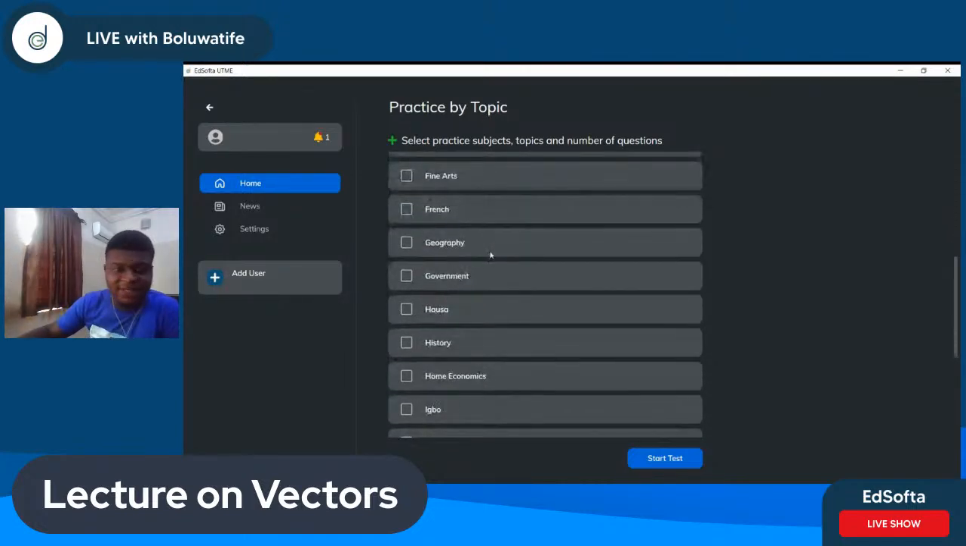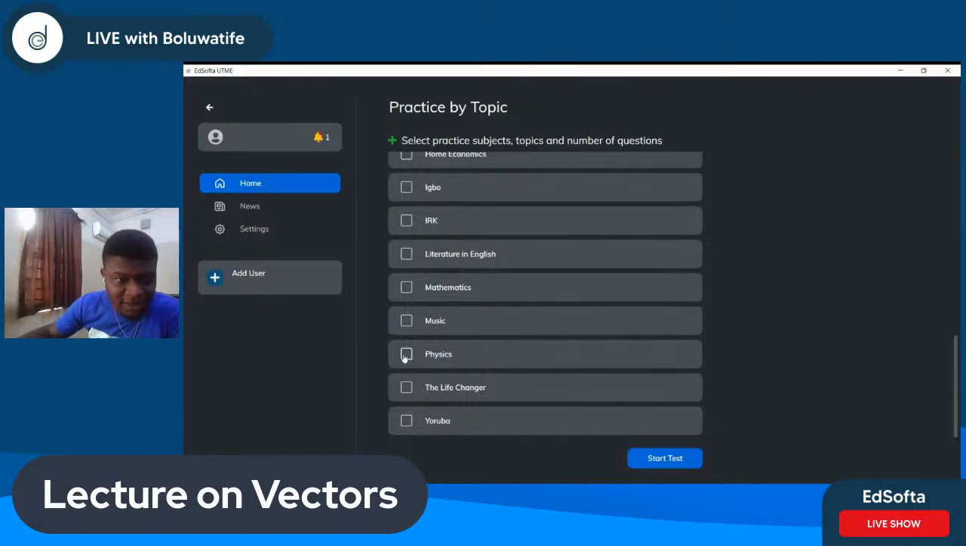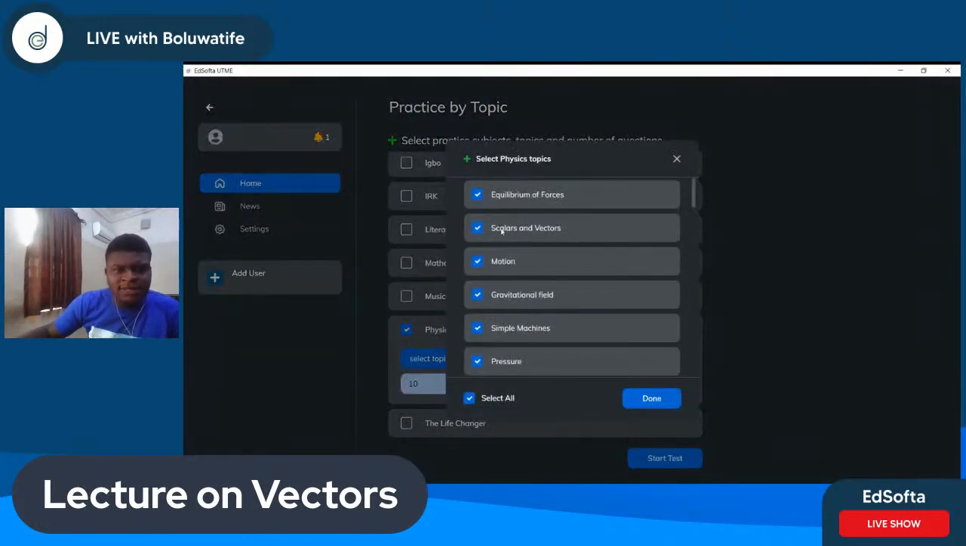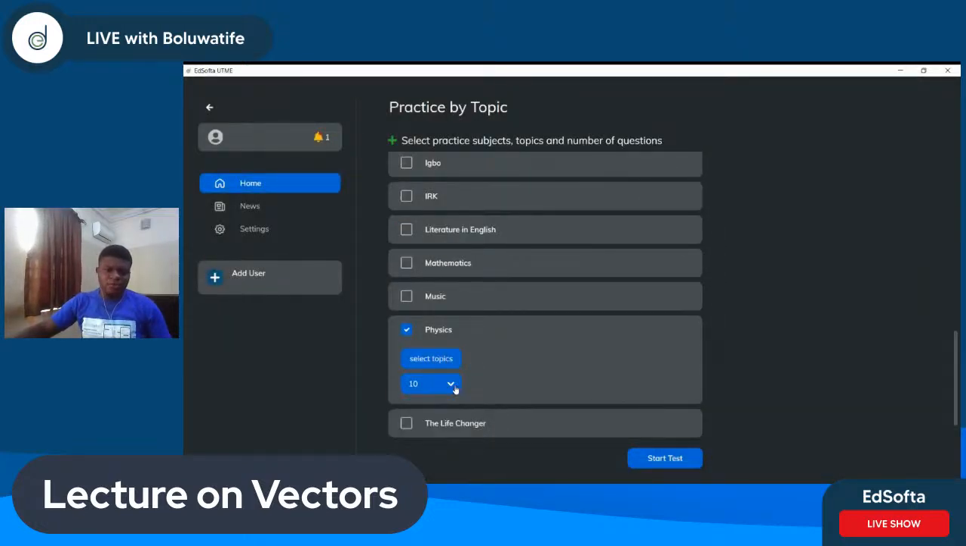So now I can scroll down to physics, and then scalars and vectors. I'm going to deselect everything and select scalars and vectors, because I want to work on that topic. Do you understand? It gives us a sense of efficiency, instead of having to wade through past questions trying to find questions on a particular topic that we think might need work. EdSofta just makes that easy for you. Then I select the number of questions I want to do. It happens that we only have 10 questions on the subject.